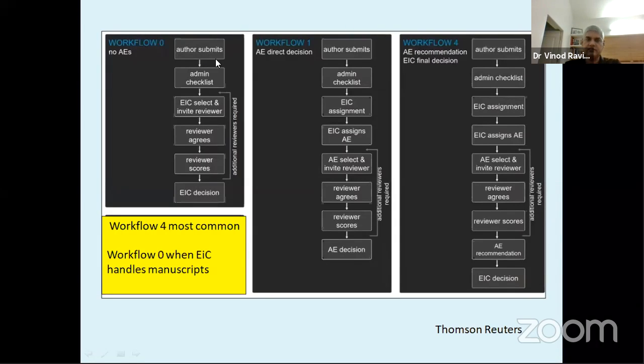Workflow zero is where the author submits and no associate editor is involved. This is basically for very, very small journals, if there are any remaining. But this workflow can be adopted when the editor-in-chief handles a manuscript himself or herself. So mostly it is workflow four, and sometimes it is workflow zero. In a lot of journals, this AE assignment is done by the editorial assistants, because you would have given the keywords relating to the area of your interest as an associate editor, and looking at that, the admin can actually assign the associate editors the manuscripts, and then the EIC is not involved at this stage.